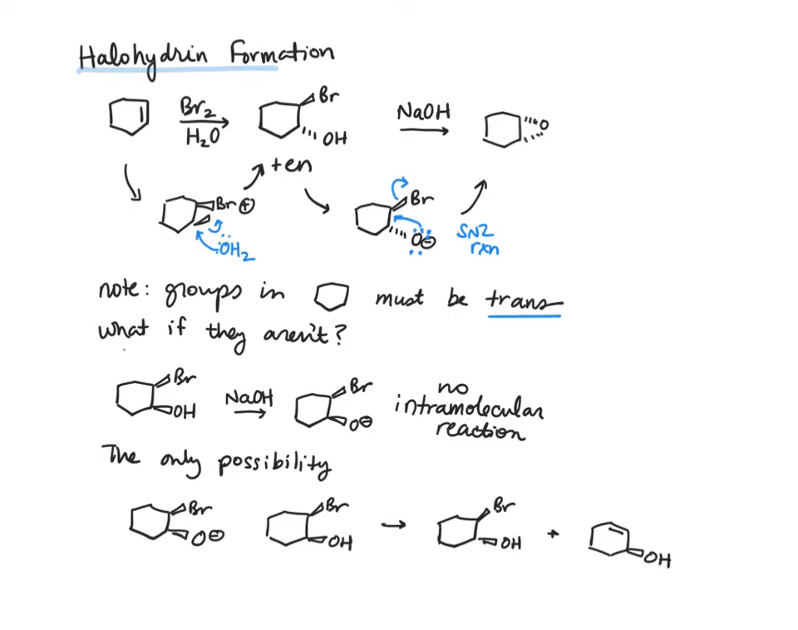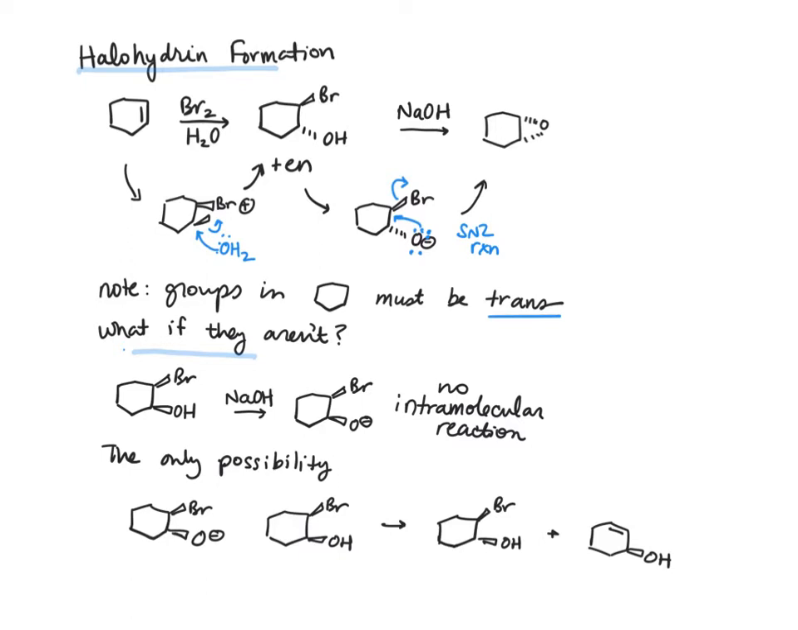But what if they aren't? Let's take a look at this example where we have the hydroxy group and the bromine atom cis to one another. Here in our first step with sodium hydroxide, the alcohol is deprotonated to form the alkoxide, but no intramolecular reaction occurs next because the alkoxide and the bromide are in the wrong positions to undergo SN2 reactions.